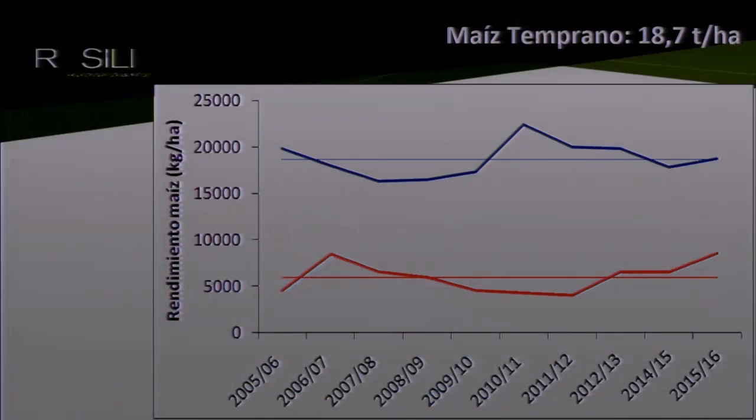In this chart, we see the fluctuations in different growing years in the blue line, and the light blue line would be the mean value, and the red line shows the average yield for Rio Cuarto district. We are talking about 18,655 kilos against 5,995. So this means a yield gap of almost 13 tons of grain per hectare. What happens with these yields?